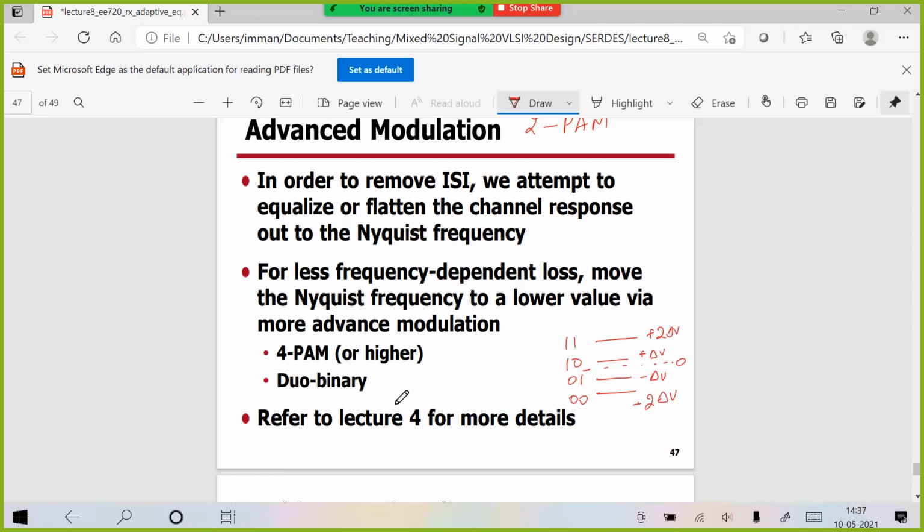So it becomes not a 2-level signal, it becomes a 4-level signal. Okay, so in fact this is also something which is very commonly used. In fact, you will see that certain links are 28 gigabits per second PAM2 and 56 gigabits per second PAM4.